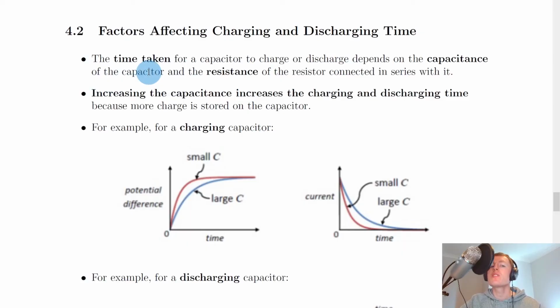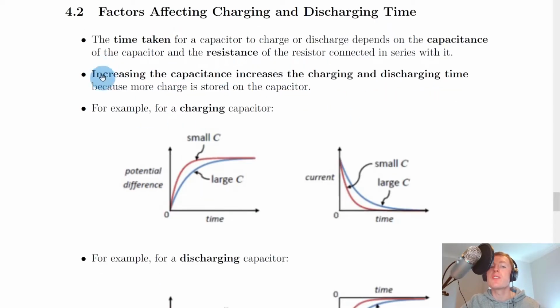Mr. Mitchell here. In this video we're going to look at factors affecting charging and discharging time for capacitors. So let's get started. It starts here by saying that the time taken for a capacitor to charge or discharge depends on the capacitance of the capacitor and the resistance of the resistor connected in series with it. If we look at capacitance first, it says here that increasing the capacitance increases the charging and discharging time because more charge is stored on the capacitor.